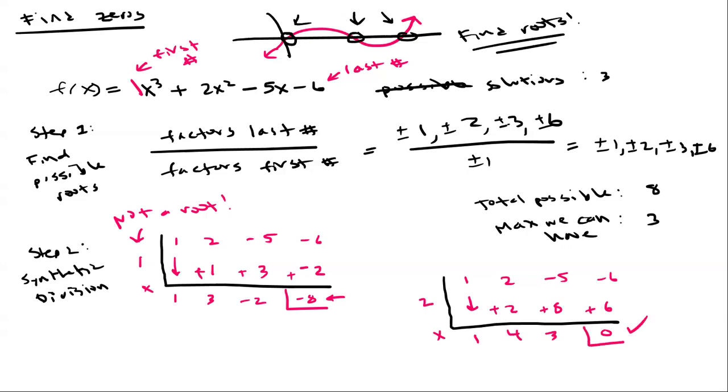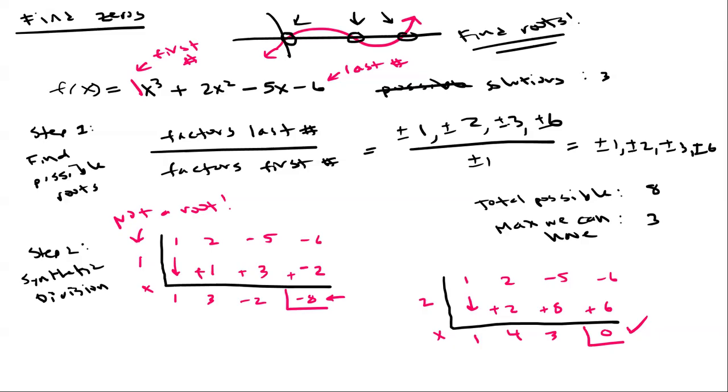All right? Hey, that's what we wanted. We want a result of 0. So what does that mean? That means 2 is a root of this polynomial. We found one of them. Okay? So now we need to find the other 2. Once you find one, finding the other 2 is actually not that bad. But before we do that, we need to write this down in factored form.